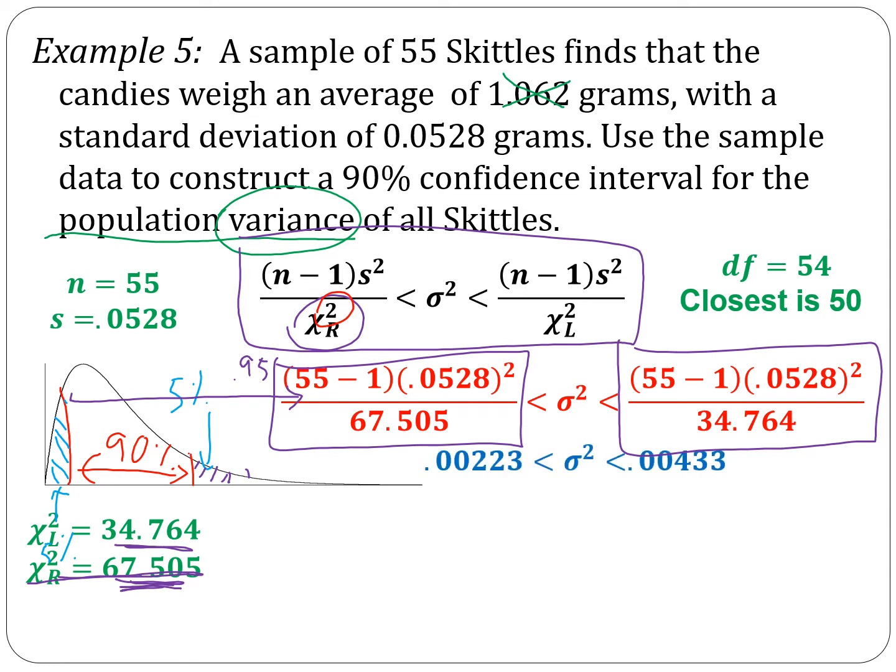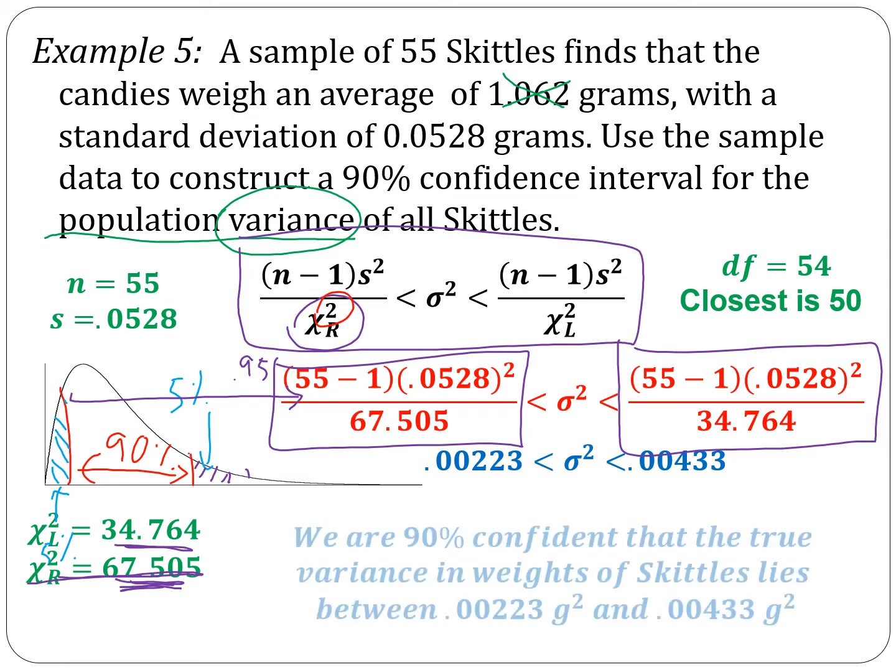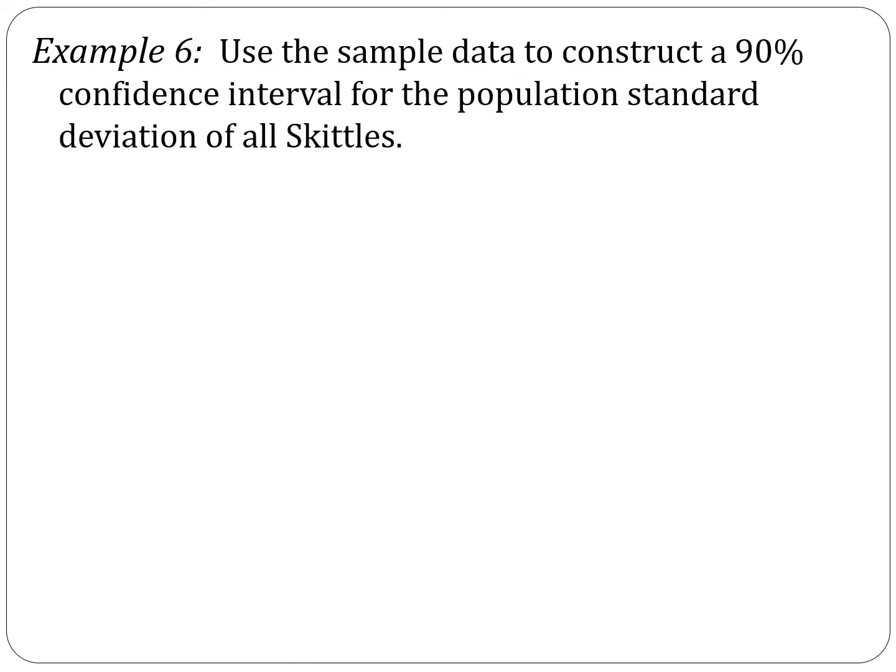Simplify both those fractions. We find out that sigma squared, which is the variance, is between 0.00223 and 0.00433. We are 90% confident that the true variance in weights of Skittles lies between 0.00223 grams squared and 0.00433 grams squared. Variance is always dealing with units squared, and that's not very helpful to us because what is a square gram? So instead, let's find a 90% confidence interval for the population standard deviation.